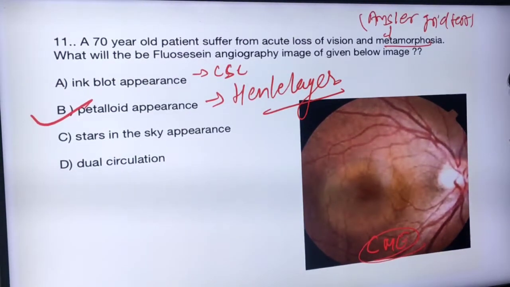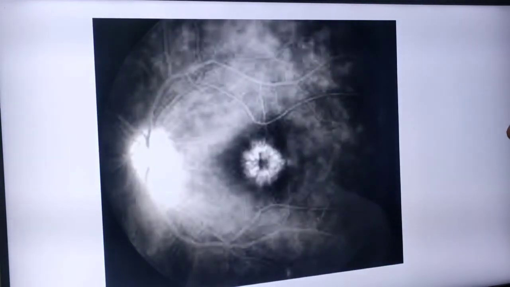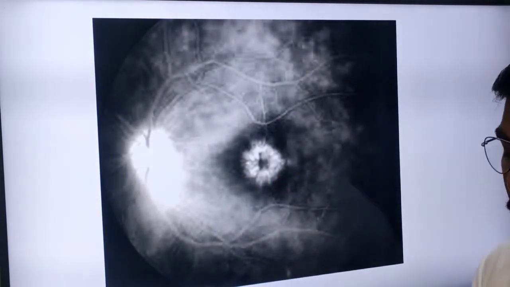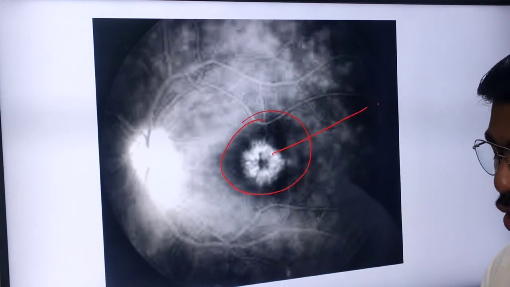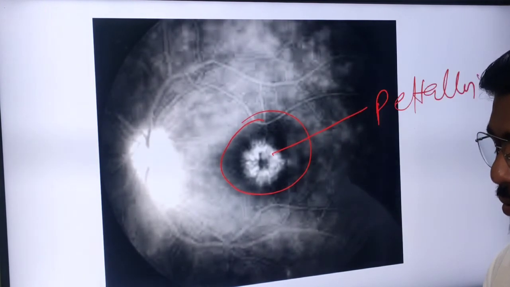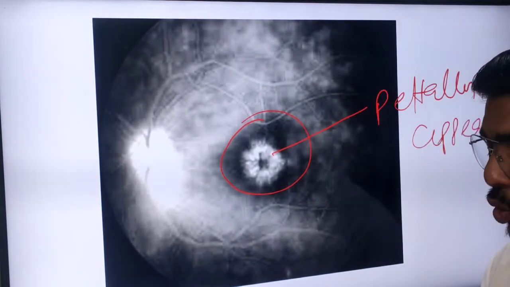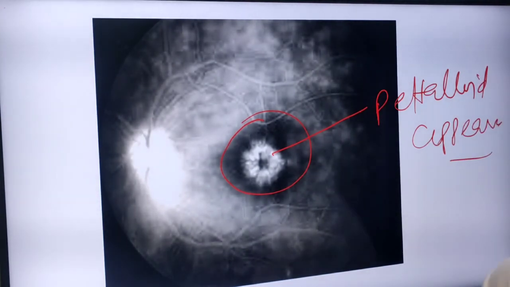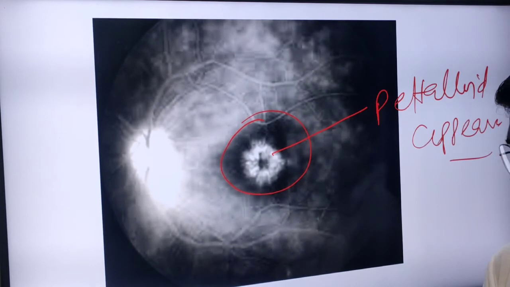Let me show you the petalloid appearance. See, this is the petalloid appearance on the FA. This is the FA which is showing the petalloid. This is very important to know, because most of the time they will ask you this in the examination. So you have to remember this petalloid appearance of this condition.